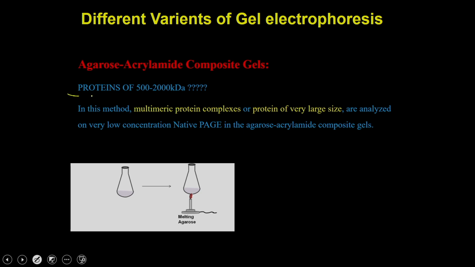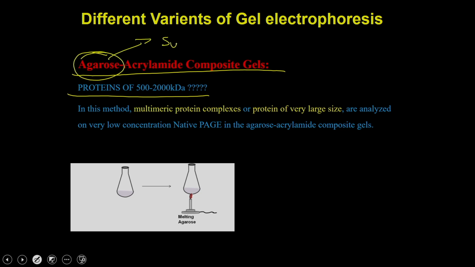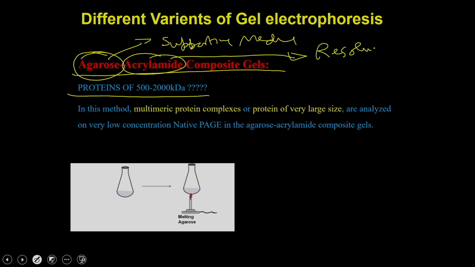So, if you have a protein of 500 to 2000 kDa, you can use agarose-acrylamide composite gels, where the agarose provides the supporting media, whereas the acrylamide is used for resolving the sample. So, you have used two different gels and utilized their properties.